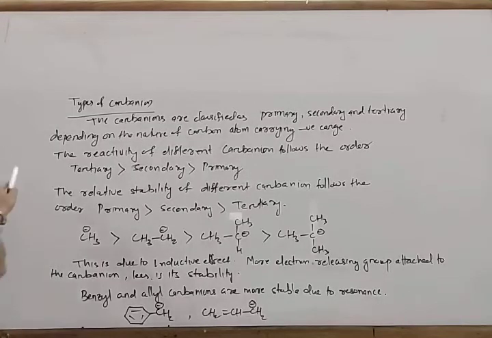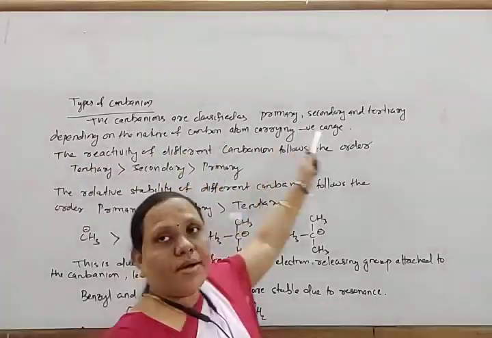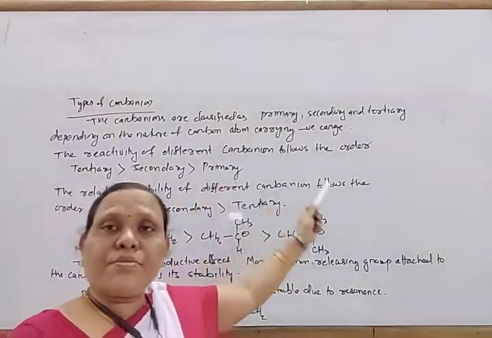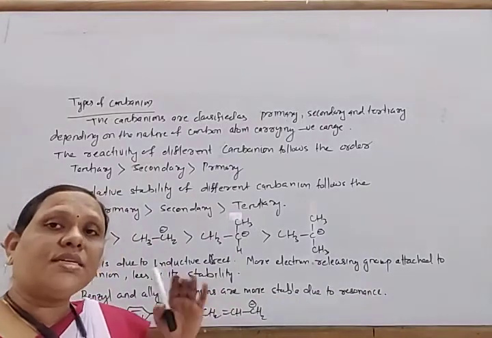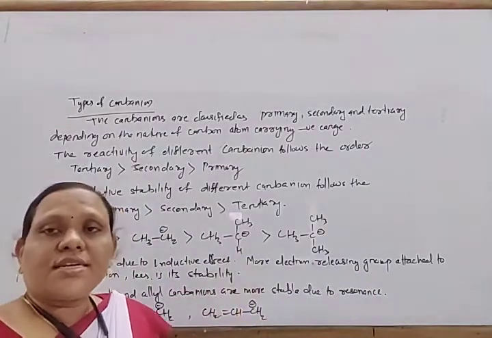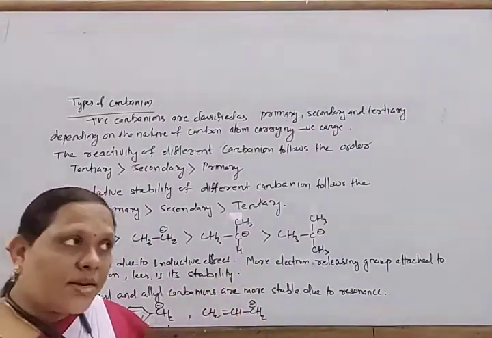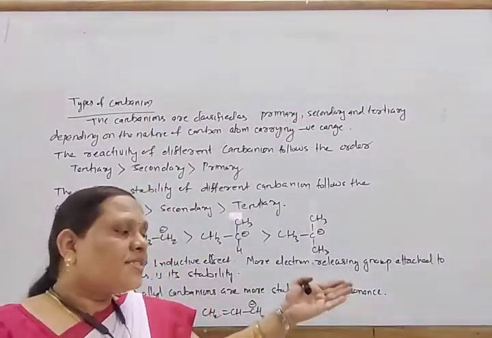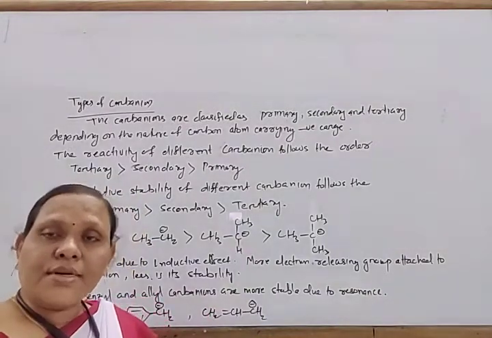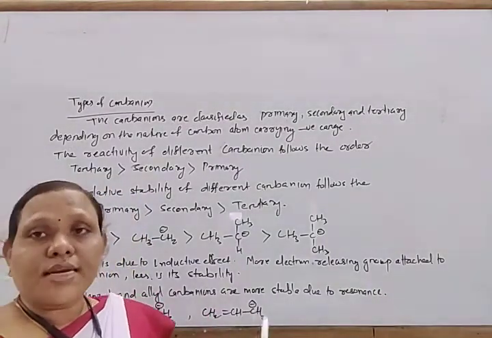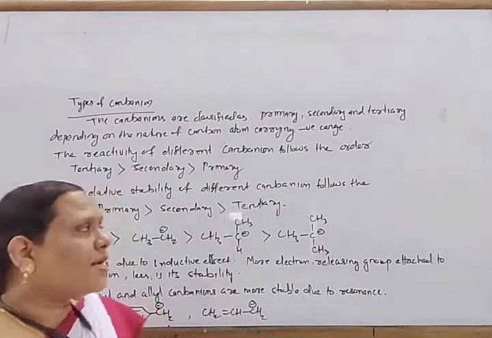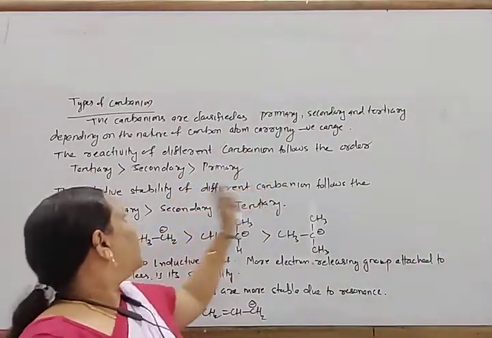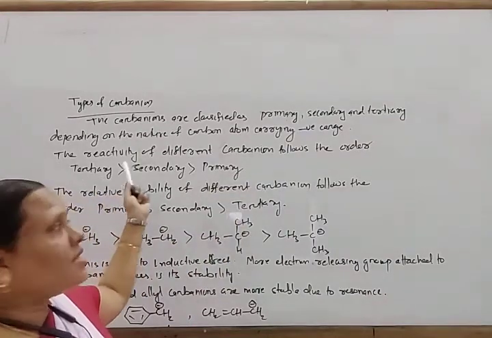Next we come to the types of carbanion. Carbanions are classified as primary, secondary and tertiary carbanions depending on the nature of the carbon atom carrying the negative charge. If it is attached to 3 carbon atoms, this is a tertiary carbanion. If the negatively charged carbon carries 2 carbon atoms, that is secondary. If it carries at most 1 carbon atom, that is a primary carbanion. The reactivity of the different carbanions follows this order: tertiary is more reactive than secondary, than primary.